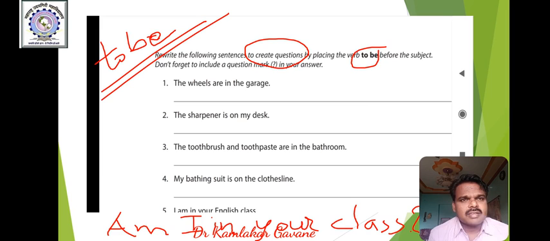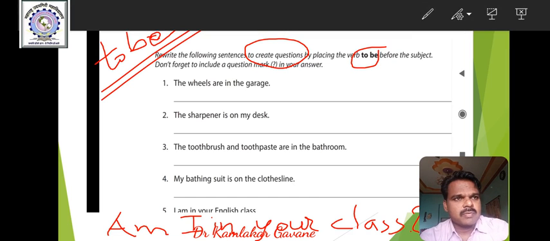Here we are given 5 statements, 5 assertive sentences, and the task is to rewrite the following sentences to create questions by placing the verb to be before the subject. And don't forget to include a question mark in your answer. The first thing we will do is find which are the forms of to be in these 5 sentences.